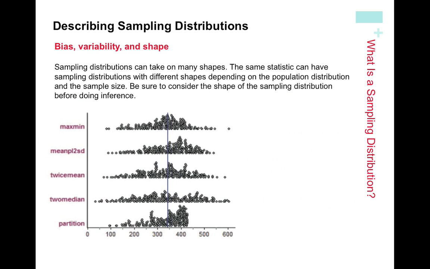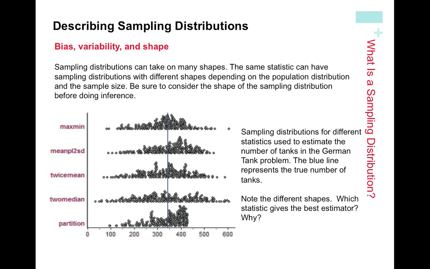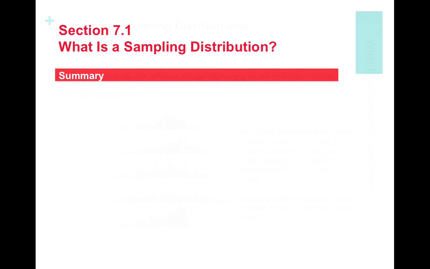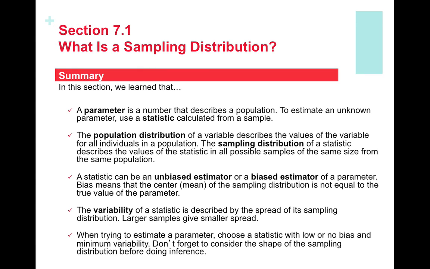Alright, we also talked about the shape of the sampling distribution. We're trying to find something that is bell-shaped. We'll get into that a little bit more in the other sections.